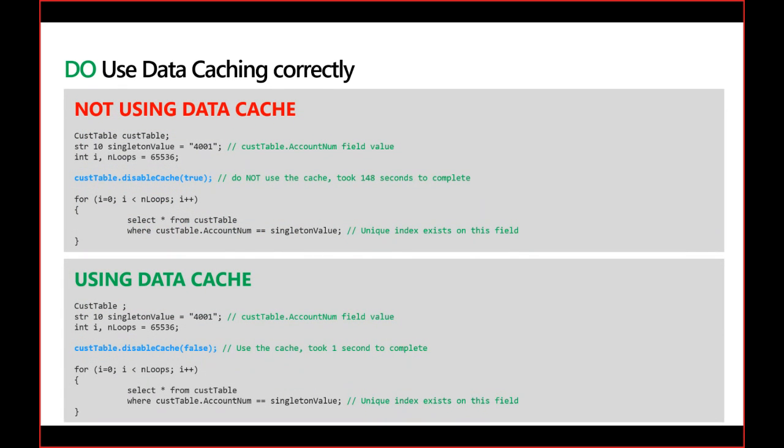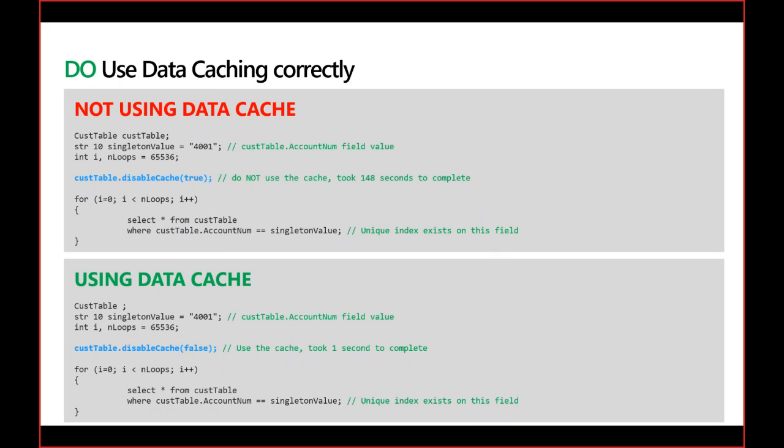There is an example, which is just a generic example. It's not code which is ready to go in a production system, just to visualize it. At the top, we are not using caching. So the cus table, even though it had the properties all set, we in X++ coding set disable cache to true, so as not to use the cache, and then we are just looping through row by row, more than 65,000 times, and we select something from the cus table.